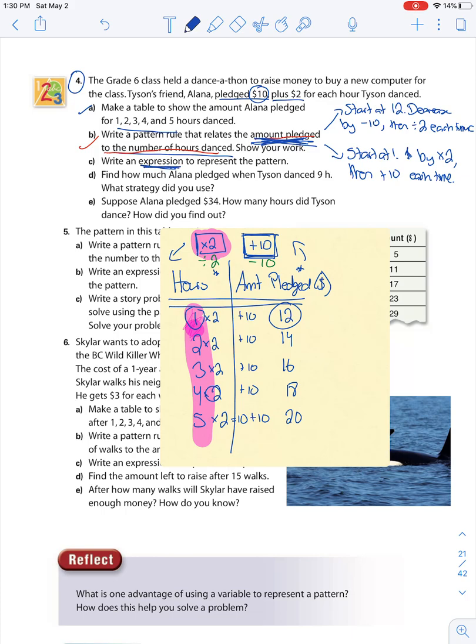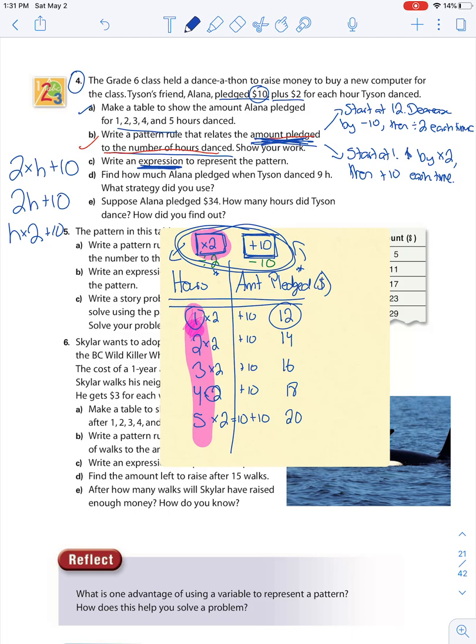Next one, C. Alrighty, we get to write the expression. Notice they didn't even ask us to find the pattern rule. Well, I guess they kind of did. They wanted us to know the pattern rule. This is really the key thing. We have to know this before we can get the expression, and the expression is the most important thing. So the expression would be 2 times h, for hours, plus 10, or you could do 2h plus 10, or you could do h times 2 plus 10.